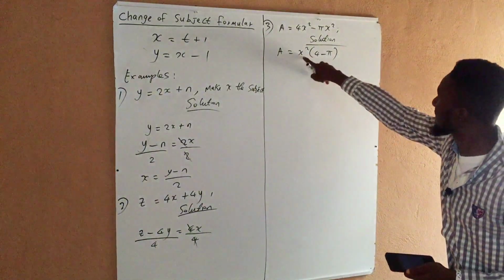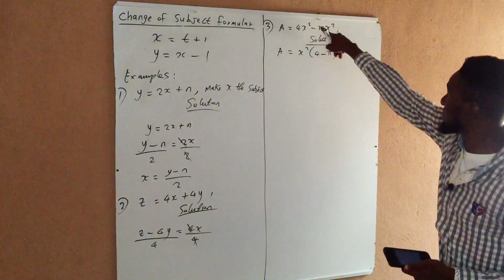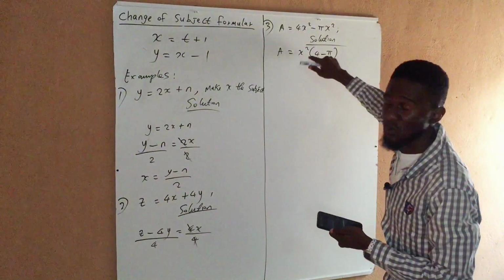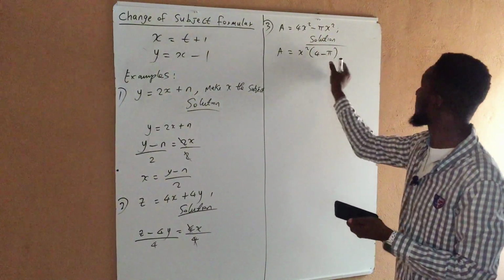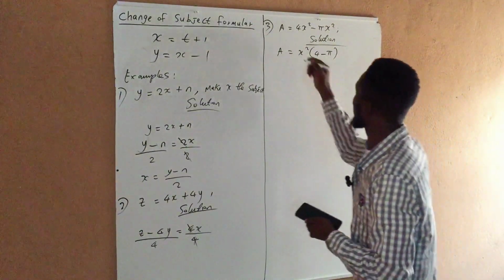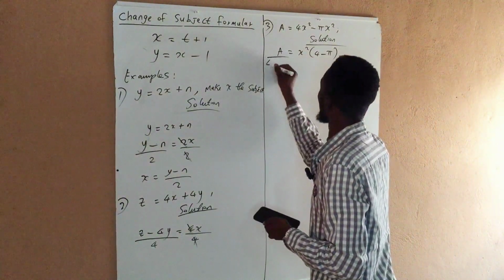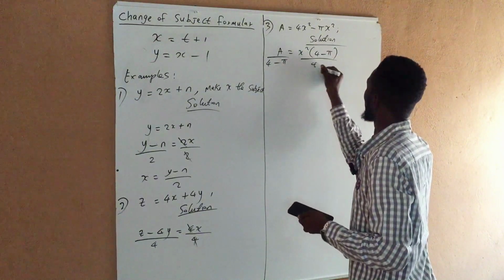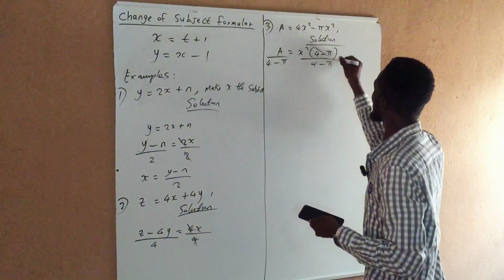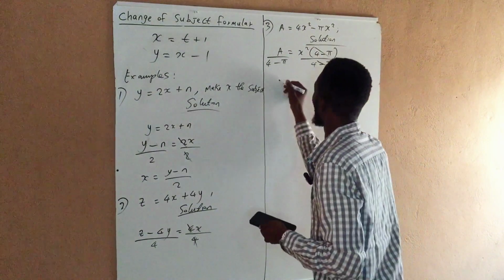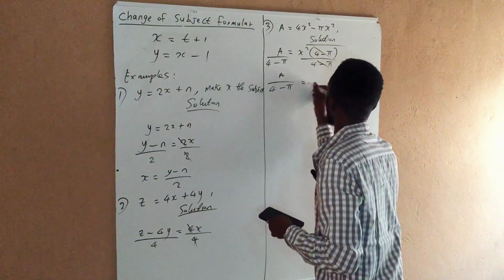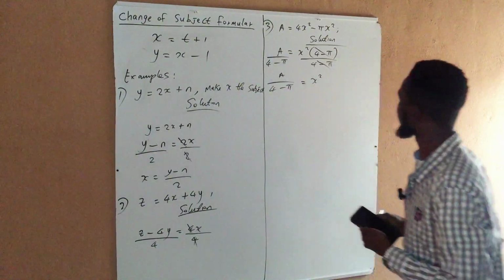Now, if you use this x squared to expand this bracket, you get the same thing. So you now divide both sides with the coefficient of this x squared. And the coefficient of this x squared is this whole thing here. We have a over 4 minus pi, this whole thing over 4 minus pi. This will cancel this. We now have a over 4 minus pi equal to x squared.